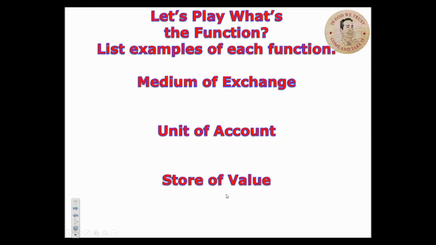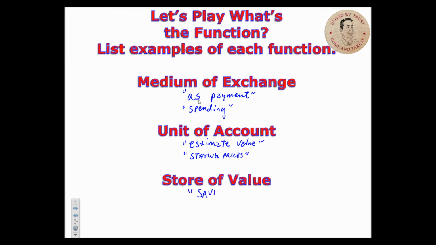All right, so medium of exchange is when you're using money to buy things. Okay, let me write that out here, as payment. Okay, that's when you're actually spending it. So you're spending money. Unit of account, it's when you estimate value, or maybe stating prices. This is another way to think of it. Okay, so you're using money to determine what something costs. And then store of value is basically just saving. Whenever you save your money, you're using it as a store of value.